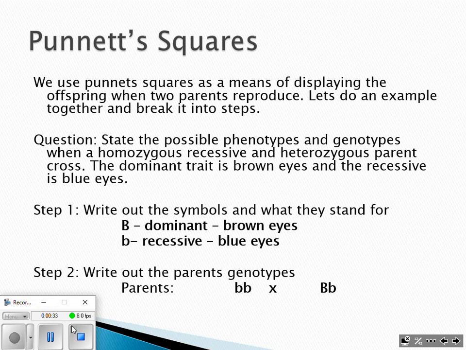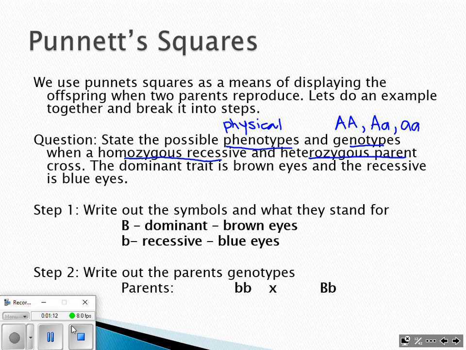So we're going to do an example, and we're going to break it down into steps so you can use these steps to solve other problems. So here's the question. State the possible phenotypes. Remember, phenotype is our physical appearance. And genotypes. That's the combination of those two alleles, whether they're homozygous dominant, heterozygous, or homozygous recessive. So we're going to state the possible genotypes and phenotypes when a homozygous recessive and a heterozygous parent cross.